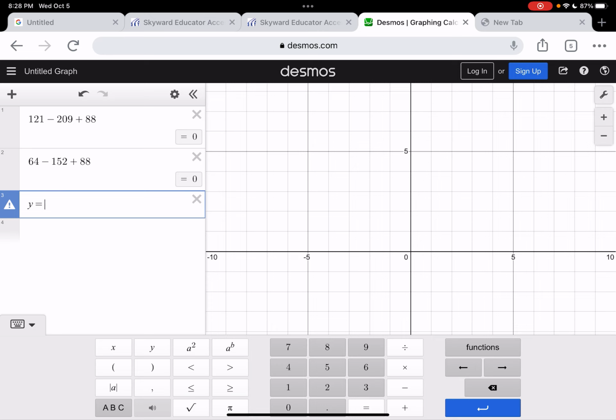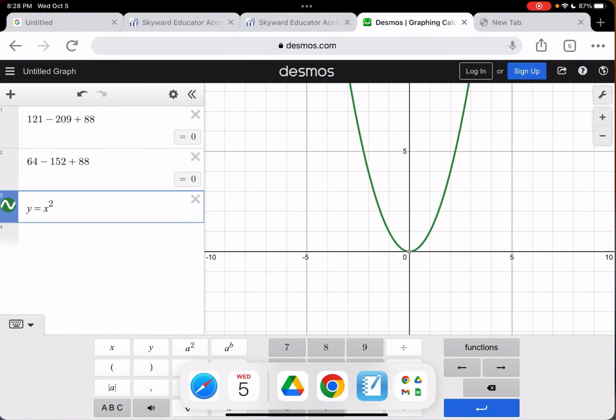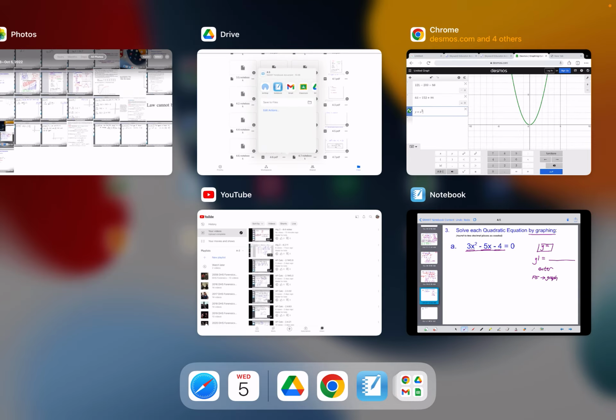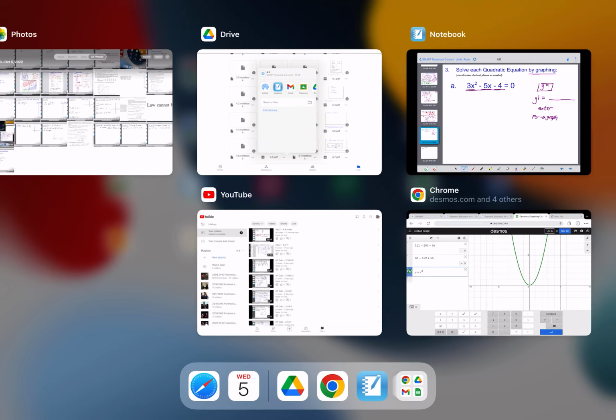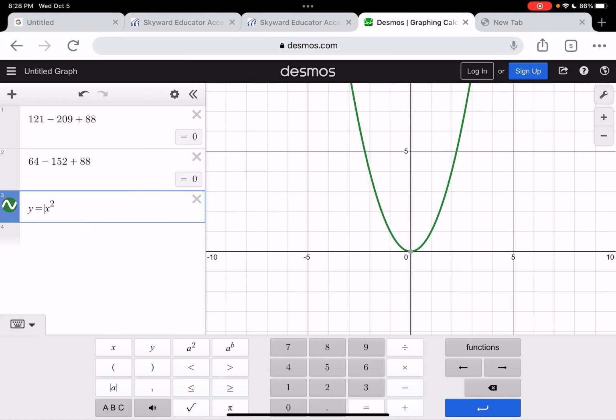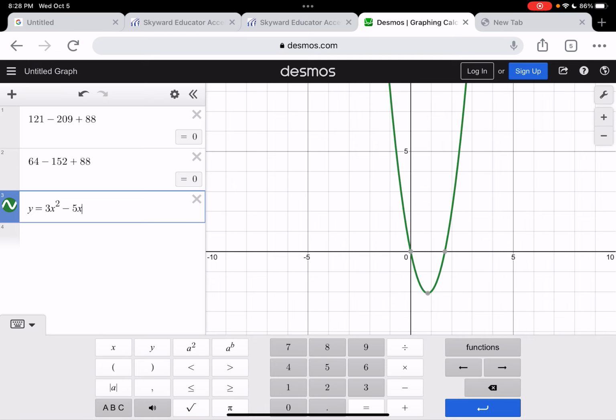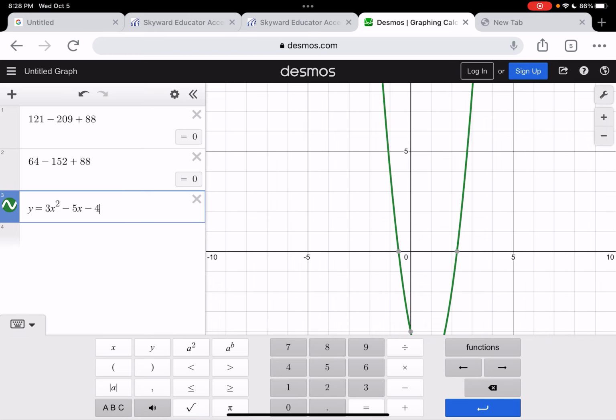Y is equal to, I believe we had just a regular x squared, and you'll notice this starts to graph as I'm doing this, which is kind of cool and kind of a pain. Oops, I forgot. 3x squared minus 5x minus 4. So let me go back and put a 3 right there. 3x squared minus 5x and a minus 4. And I'll just hit enter at the end of that.